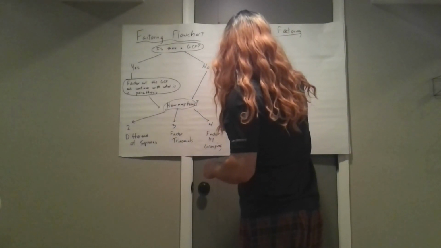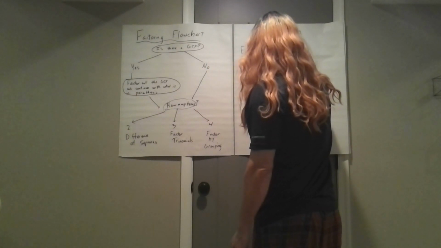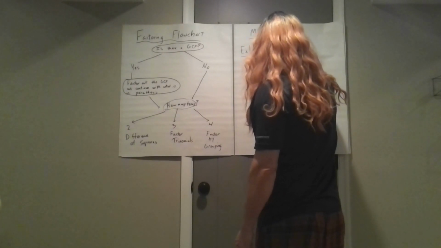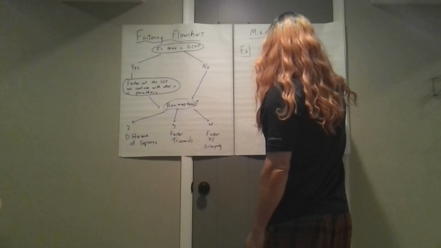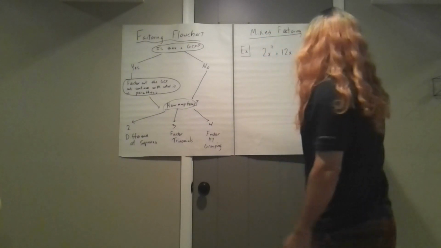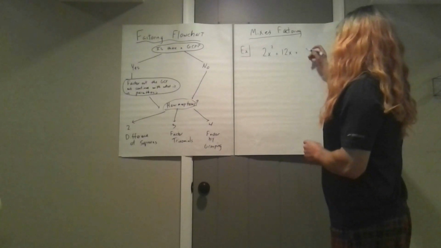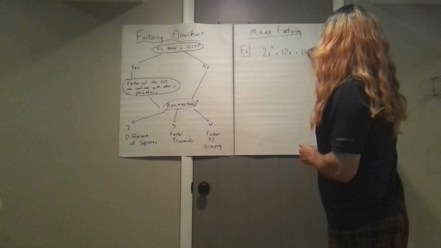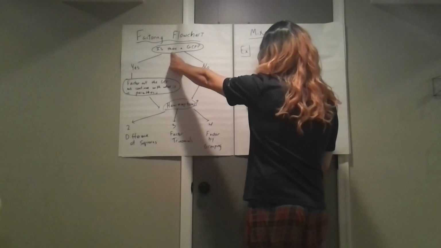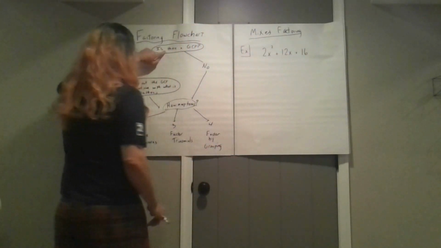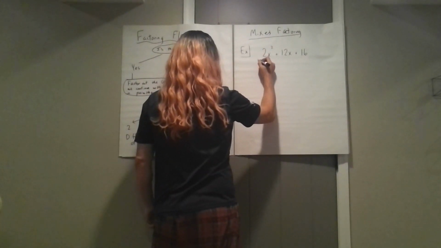So let's do an example. Let's say we have 2x squared plus 12x plus 16. All right, so the first thing we want to ask is, is there a greatest common factor? The answer here is yes. We have a greatest common factor of 2.